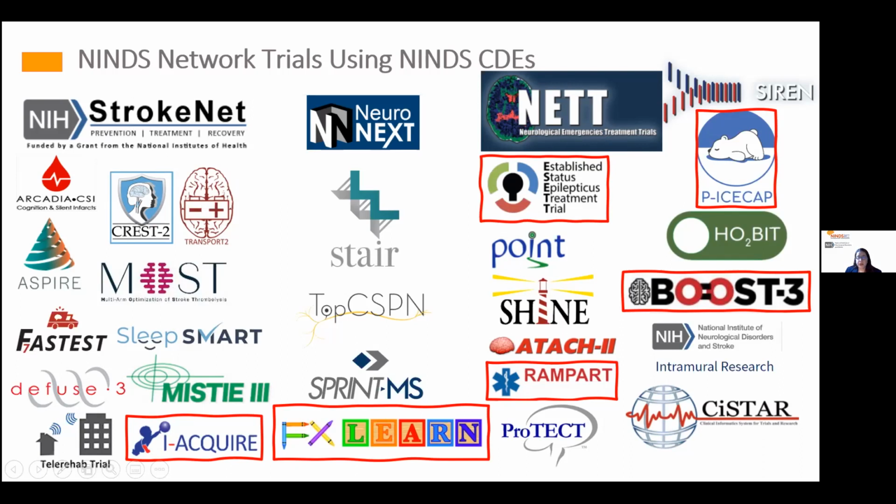And SIREN, which is one of the newest networks, these trials are all ongoing. The pediatric ISCAP, HOBIT, Boost 3, and then we have some of the ancillary studies, R01s from these trials. And we have, I think, other trials from SIREN. I see C3PO, I don't know, it's a COVID trial with plasma. Also use CDEs. Then our intramural also uses common data elements.